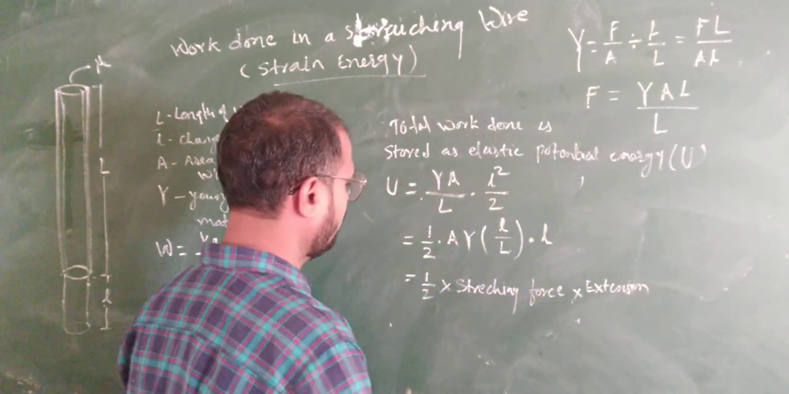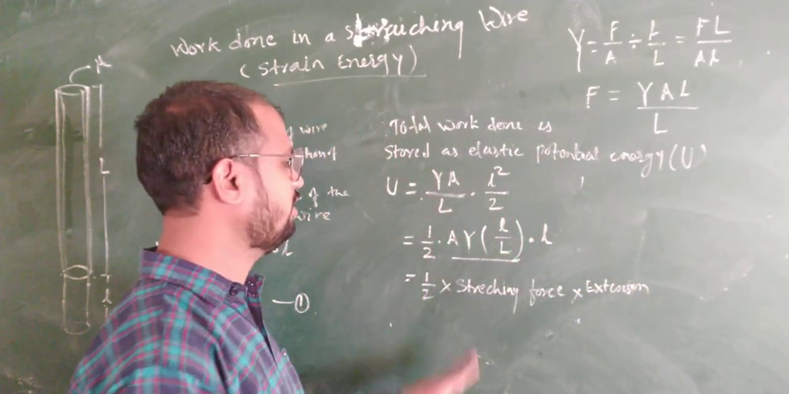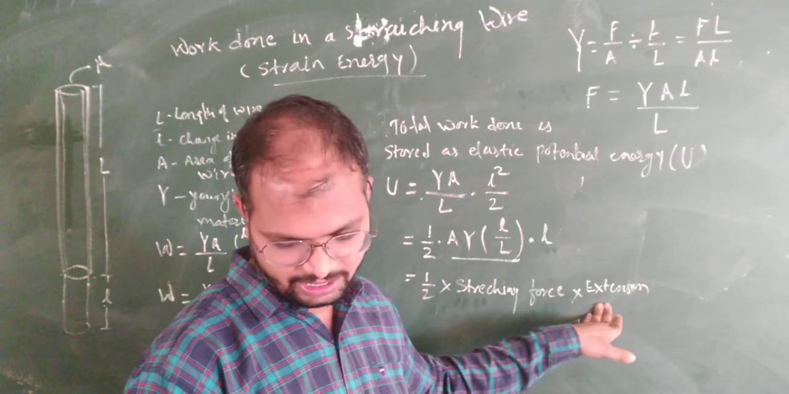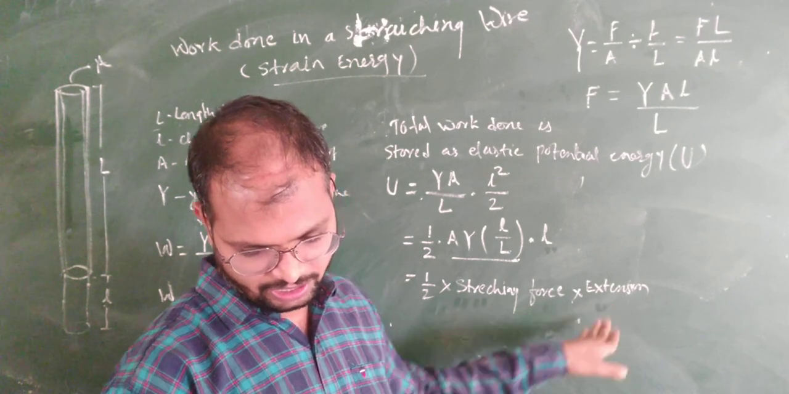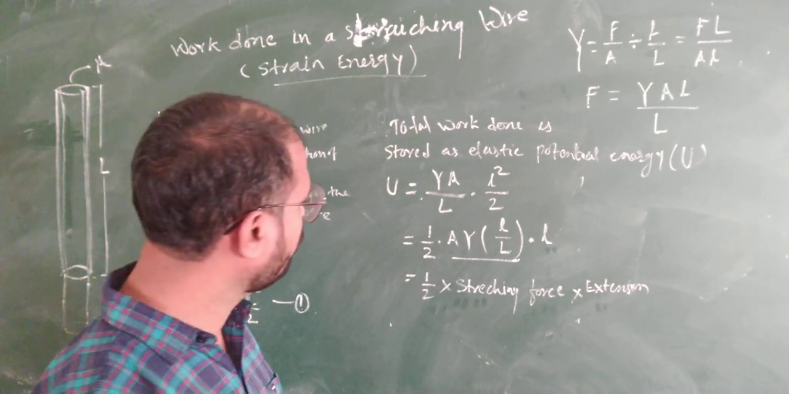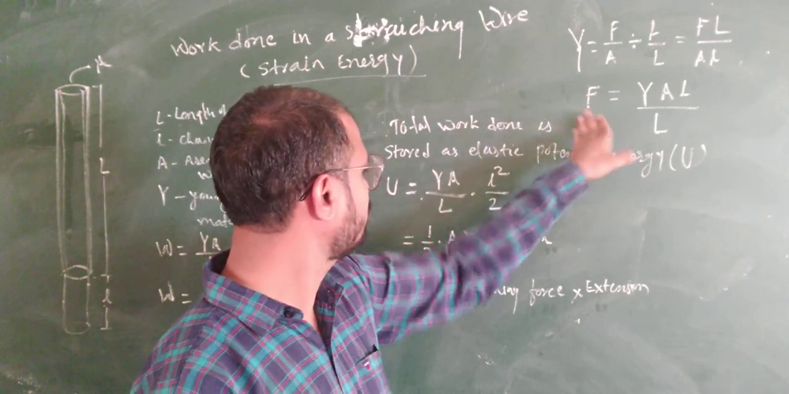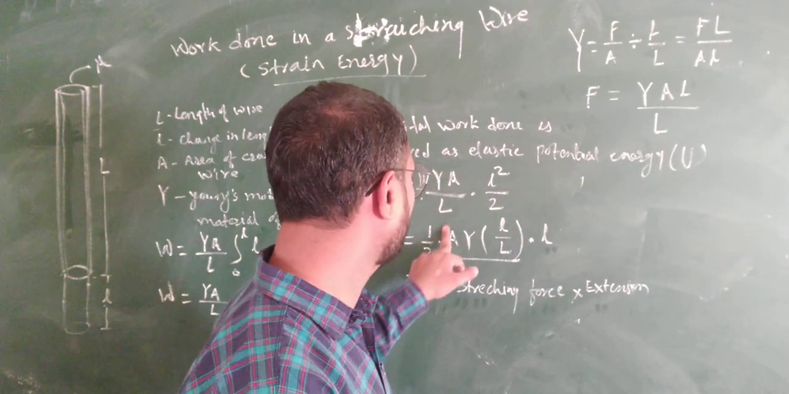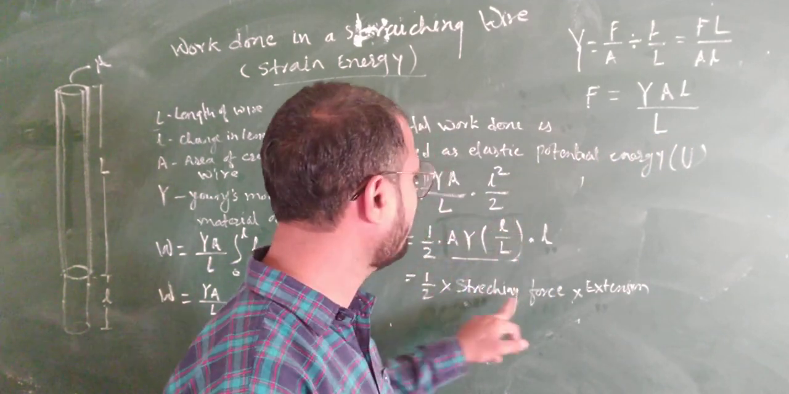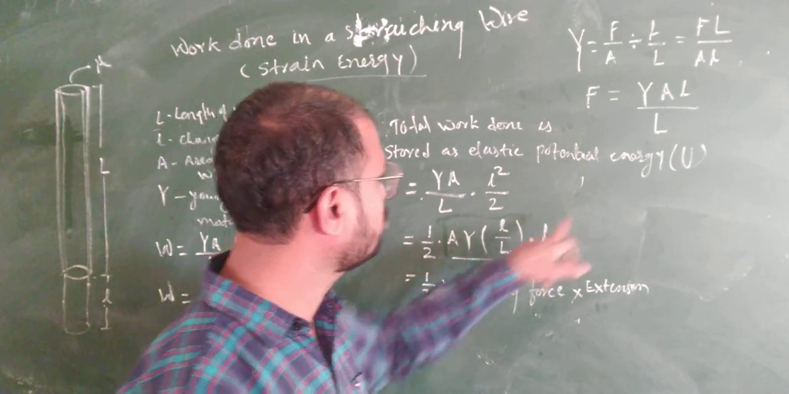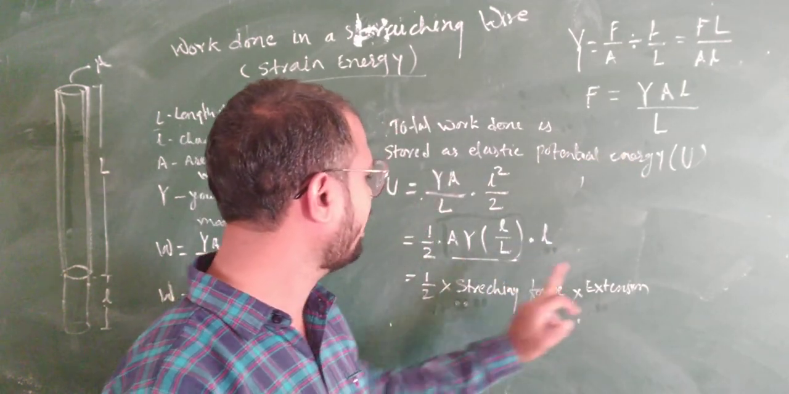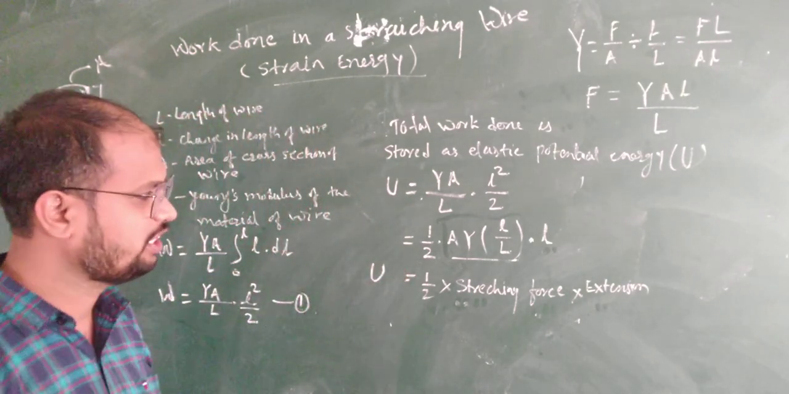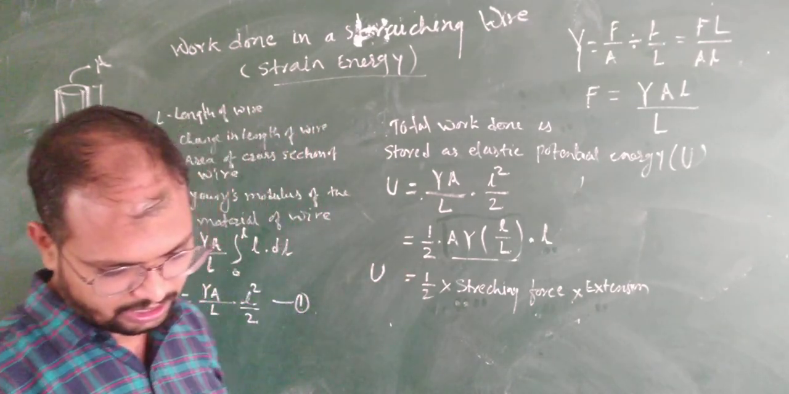So in this term is stretching force, and this L is the extension. Because force is equal to what? We have found that force is equal to Y small l upon A. So this term should be the stretching force, and this is the extension. So this equation can be written as U is equal to half into stretching force into extension.